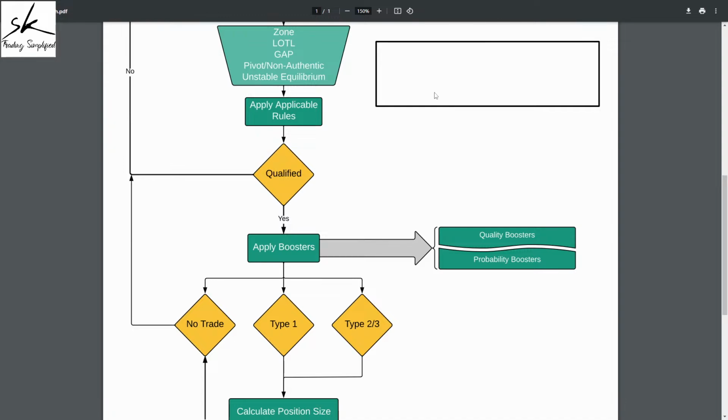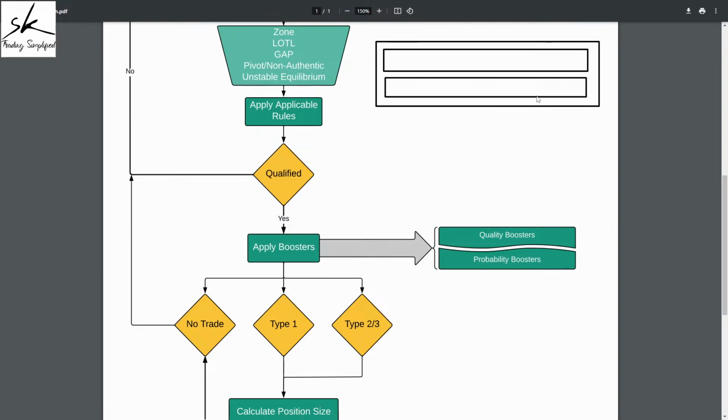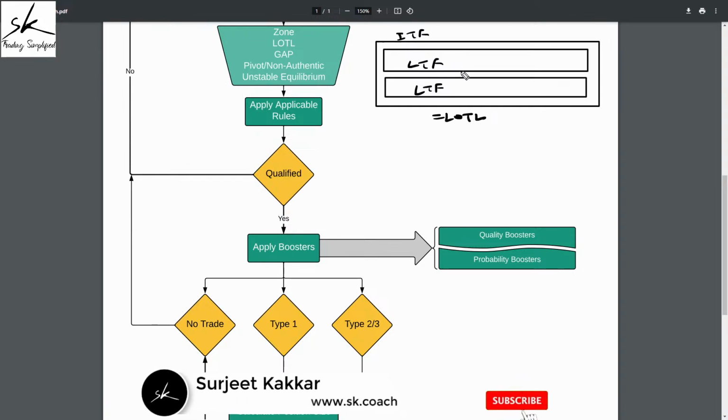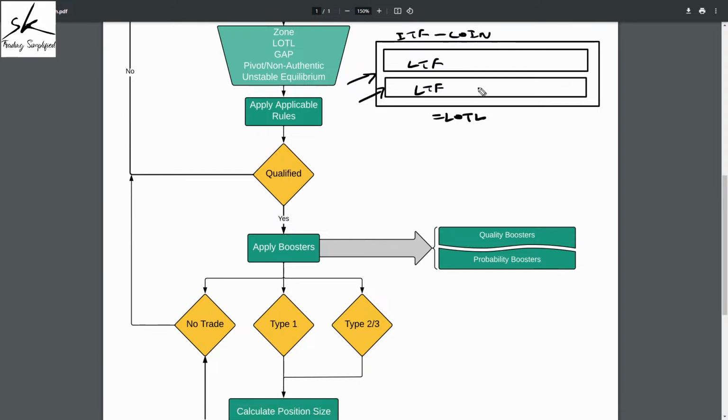If you have an intermediate time frame zone and the same intermediate time frame zone divides into multiple zones on the lower time frame, we call it a case of level on top of level. Now, to be a case of level on top of level, the first criterion is that my lower time frame zone has to be inside the intermediate one, which we call a coinciding level. So if you have a coinciding level, it might be a case of level on top of level. But if you don't have a coinciding level, it cannot be a case of level on top of level.